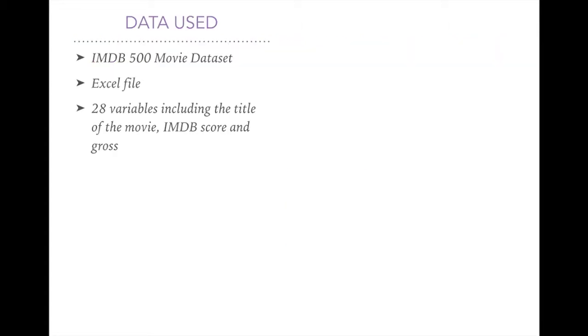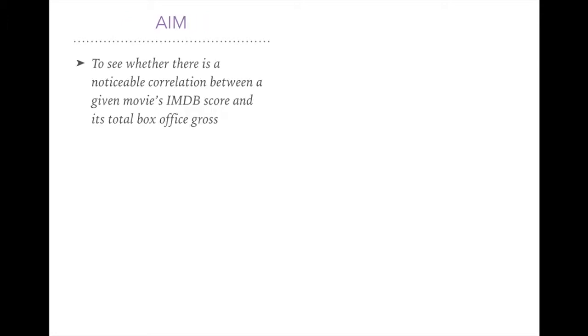So the data set I used was the IMDB 5000 movie dataset that comes in CSV format and includes 28 variables such as the name of the movie, the total box office gross of the movie, and the IMDb score. The question I tried to answer was whether there is some sort of correlation between the IMDb score, aka the rating of the movie, and the total box office gross.